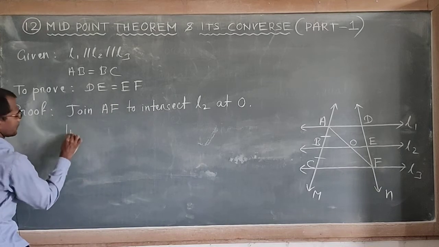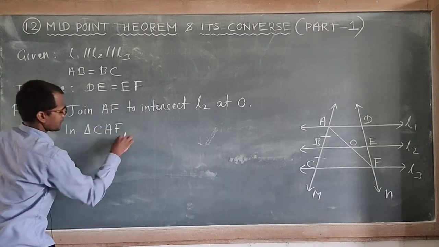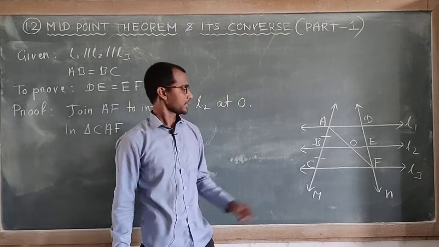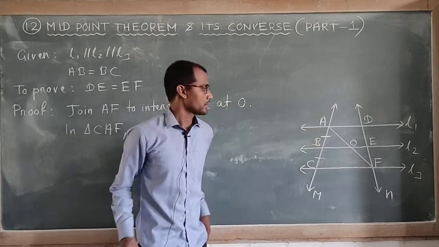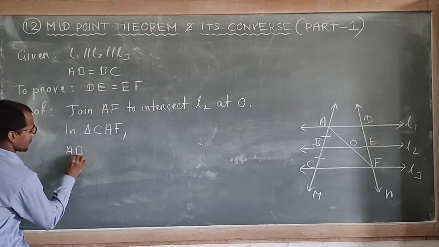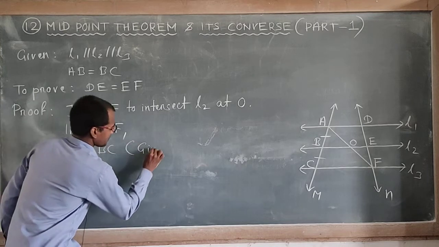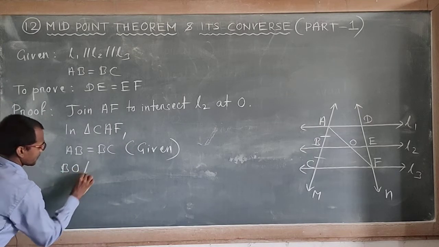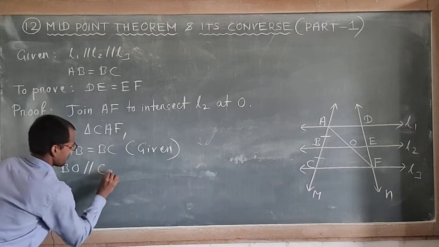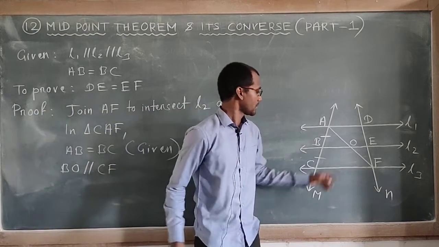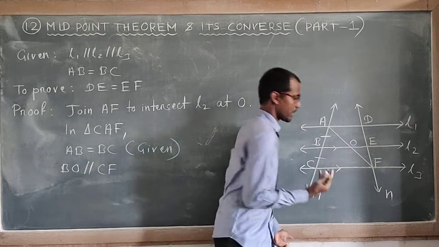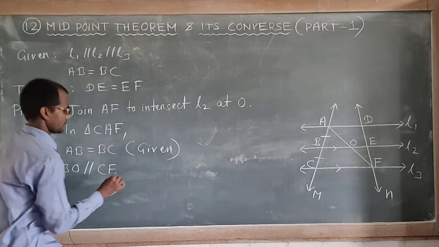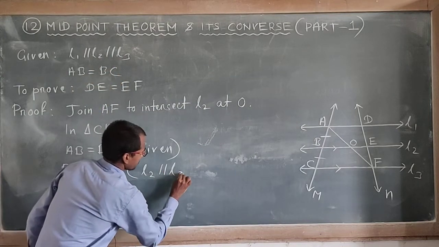In triangle CAF, look at the triangle CAF clearly. B is the midpoint of AC, or AB equal to BC. This is given. We can write BO is parallel to CF. Why? Because L2 is parallel to L3.